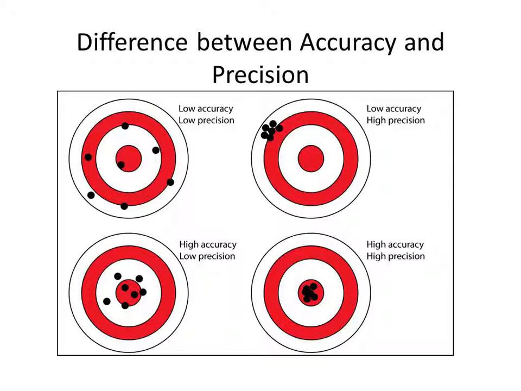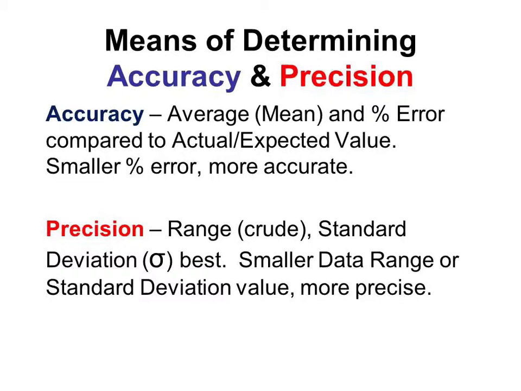And in the final case, we have both precision and accuracy. We're inside the red dot, and all the measurements are very close to each other.